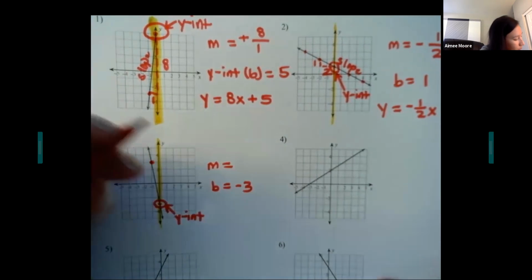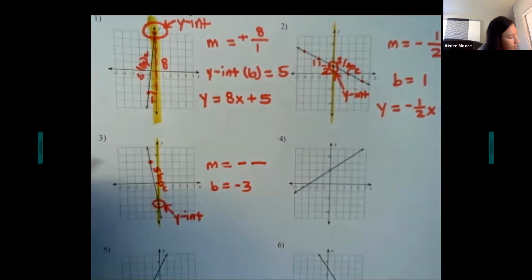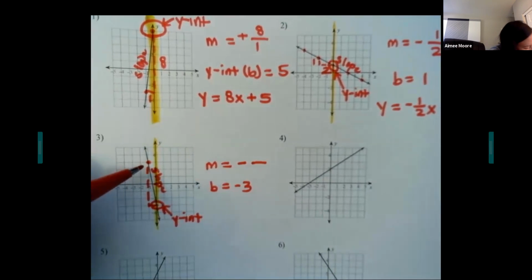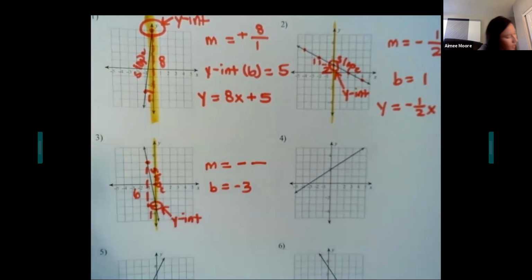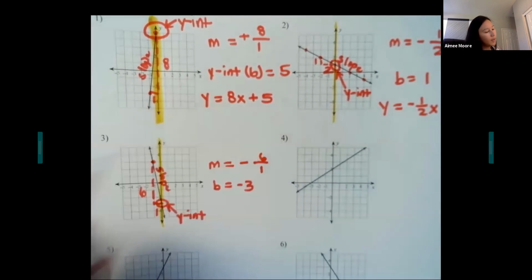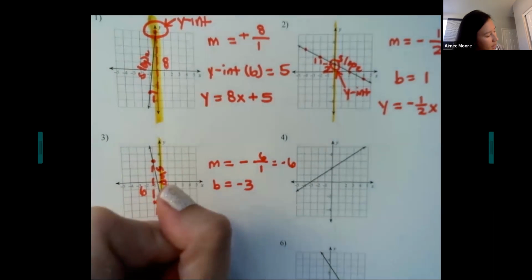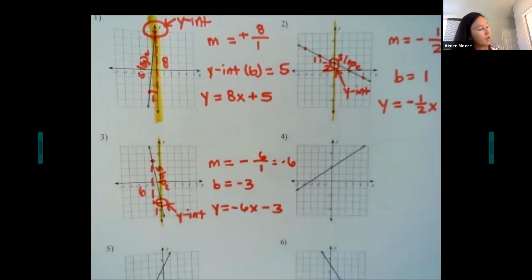Okay, and then we'll write slope on our line. We see it's going down, so it's a negative slope. And then we draw our slope triangle, which is our rise is 1, 2, 3, 4, 5, 6. And our run is 1. So it's -6 over 1, which is just -6. And then we just plug that in. And so y equals -6x minus 3.